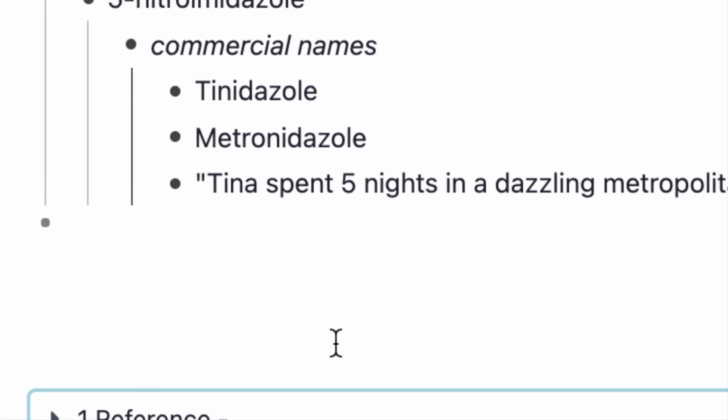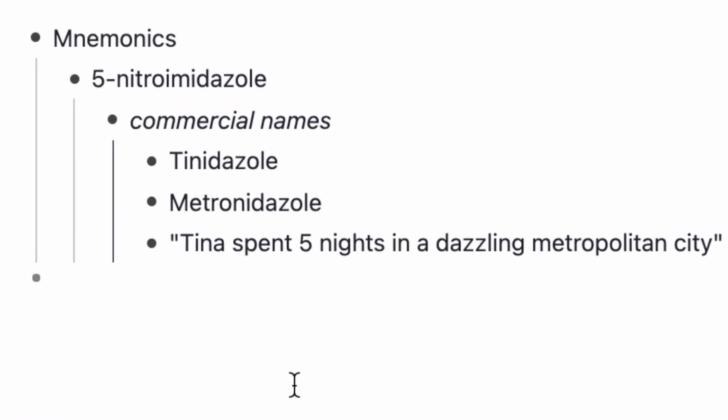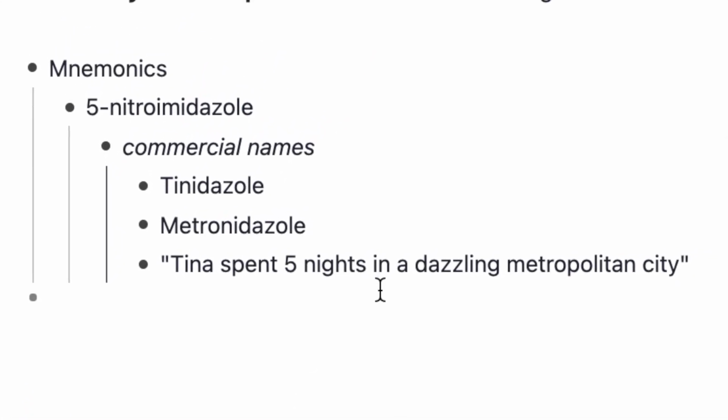Speaking of memorizing, one great way that I use to help me memorize a list of items is by using mnemonics. I do this by cooking up a mini story that helps me remember the answer. For example, I remember the fact that 5-nitroimidazole, which is a drug that's used against certain parasites, has the commercial names tinidazole and metronidazole. I came up with the mnemonic, Tina spent 5 nights in a dazzling metropolitan city.